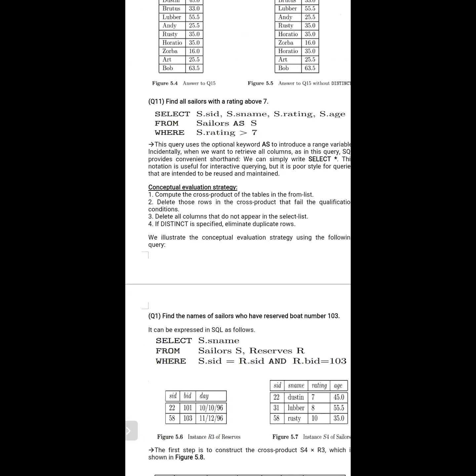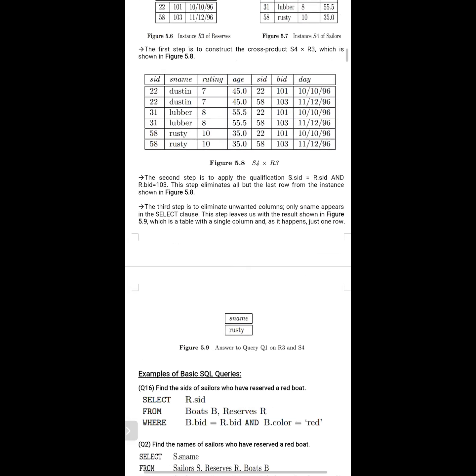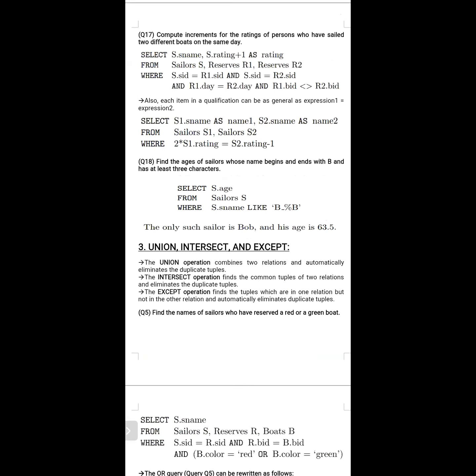Here we are using, please just wait. Okay, select s.sname from Sailors S, Reserves R, Boats B, where Sailors table SID equals Reserves table SID and Reserves table BID equals Boats table BID. And here what we require is either red or green color. Right, the same thing is mentioned.